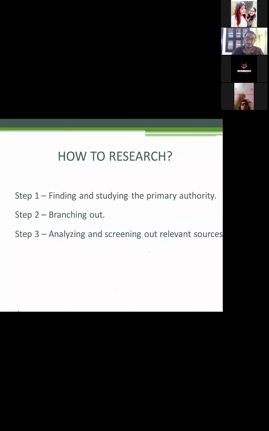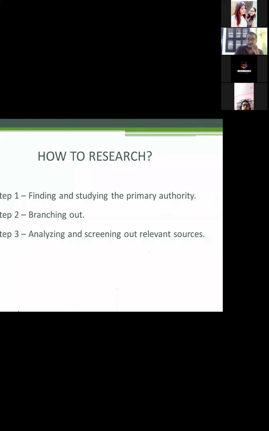And branching out is also important because there might be case laws that seem to be relevant in your memorial, and you identify that it is not relevant, so you leave it. But your opposite party may raise it, and you say, okay, I'll answer that question in the end. Analyzing and screening out now.